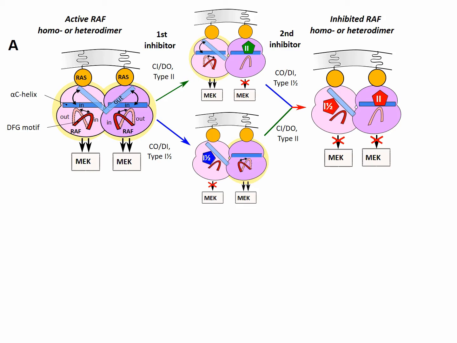Let's take a look at the mechanism for the synergistic interaction between CIDO, or type 2, and CODI, or type 1.5, RAF inhibitors in cells with oncogenic RAS. This is exciting because RAF inhibitors have generally been thought to be ineffective in RAS mutant tumors.